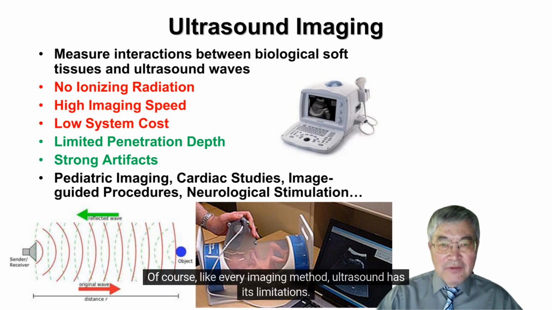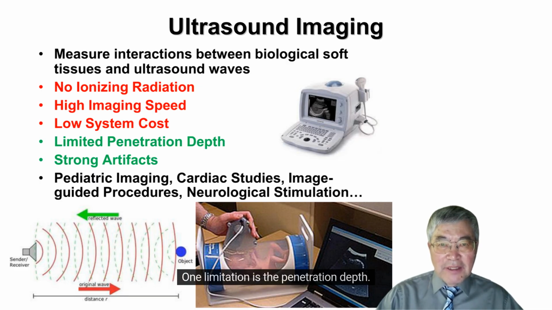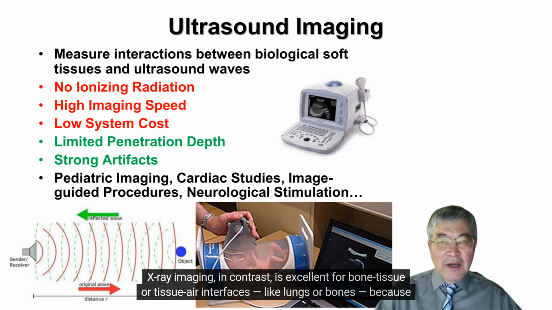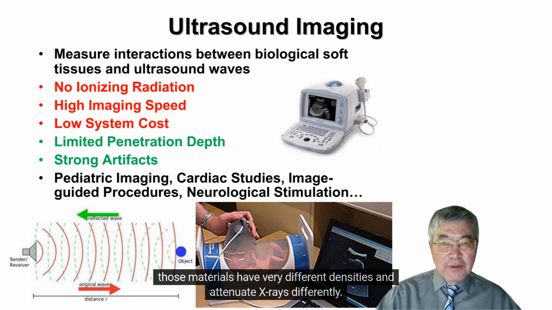Of course, like every imaging method, ultrasound has its limitations. One limitation is the penetration depth. It can't go very deep into the body, especially through hard tissue or bone. X-ray imaging, in contrast, is excellent for bone tissue or tissue-air interfaces, like lungs or bones, because those materials have very different densities and attenuate X-rays differently.